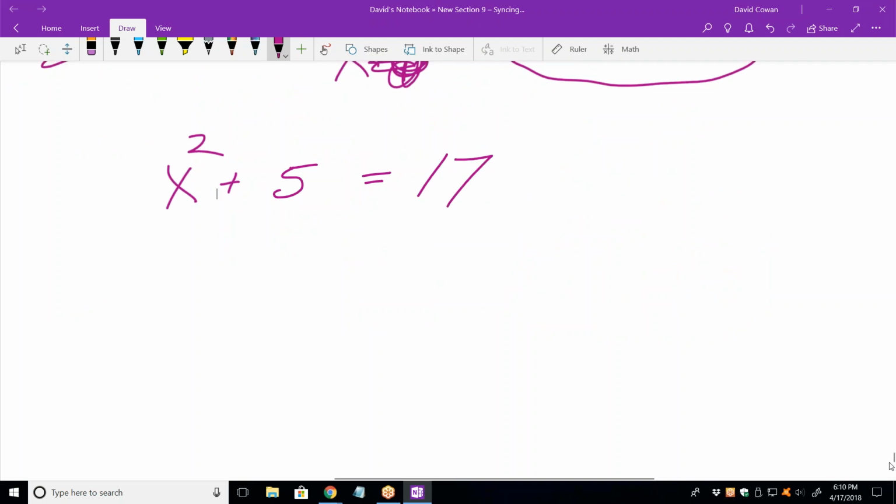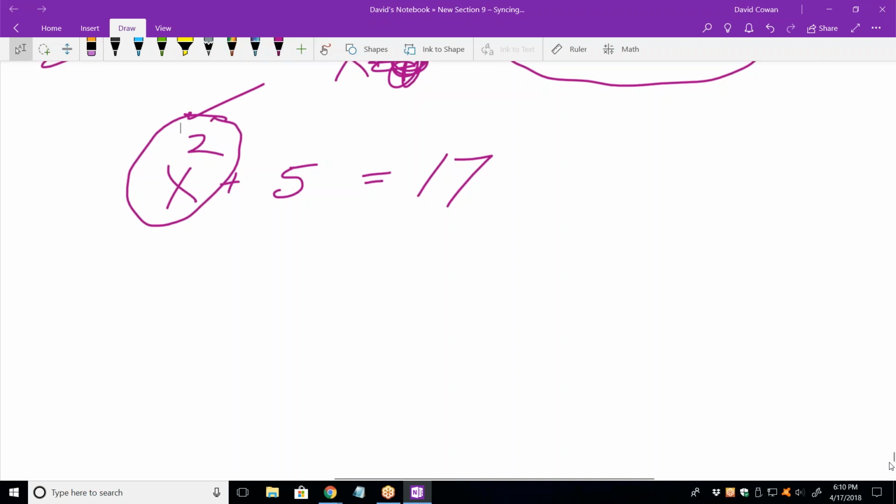Okay. What's the first thing? Whenever you see a square, you're trying to isolate that first of all, and then you're going to take the square root of both sides after you isolate it. So what do I have to do to isolate it? Would you subtract 17 from both sides, or would you do something else? I would subtract 5. The x squared's already on the left side. Oh, that's fair, yeah.